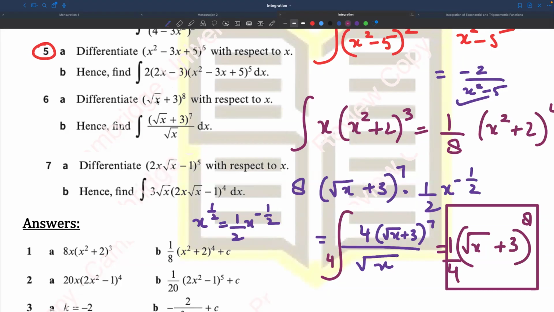How you did 6. Okay, first of all, beta, did you understand the differentiation? Like when we differentiate, we get this 8 into root x plus 3 power 7 and then half x minus half. Did you understand the differentiation or not? That's the first question.